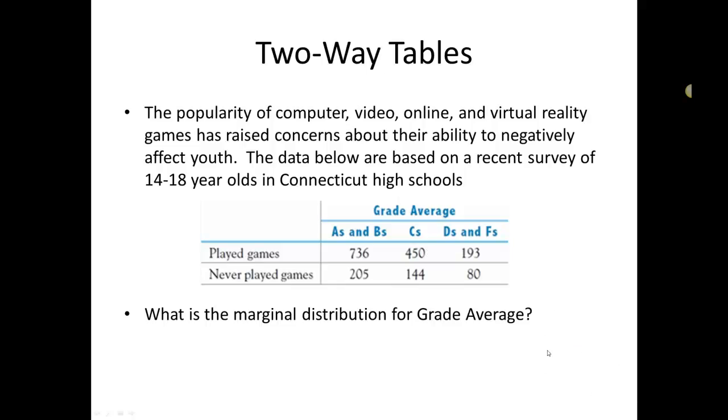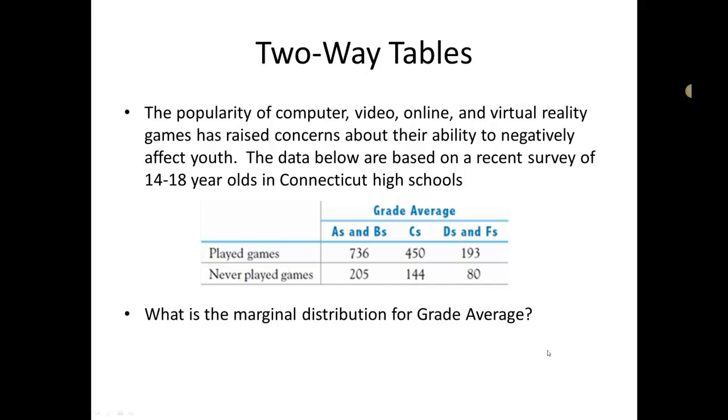In chapters 4 and 5, we talked about looking at relationships between two quantitative variables. And when we moved on to chapter 6, we started talking about relationships between two categorical variables. Really, up to this point, we haven't talked a lot about categorical variables other than bar charts and pie charts back in chapter 1.